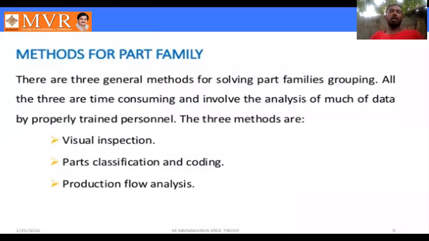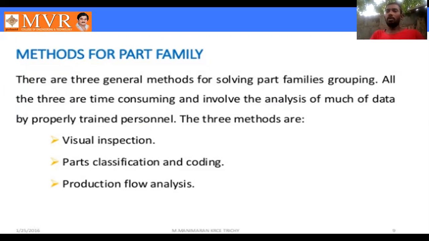So, methods for part family. We are grouping, that is, collecting the number of parts here. That's why we have some methods in part families. There are three general methods for solving the part families grouping. All three are time consuming and involve the analysis of much data by properly trained personnel. Generally, we have three types of methods for solving the part families grouping.